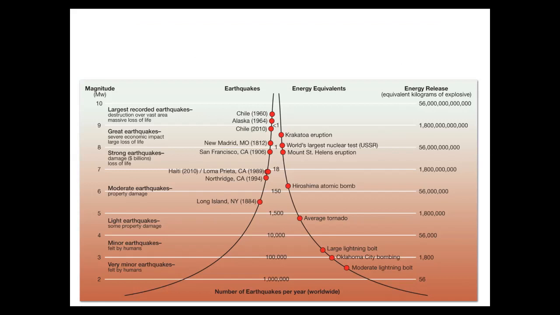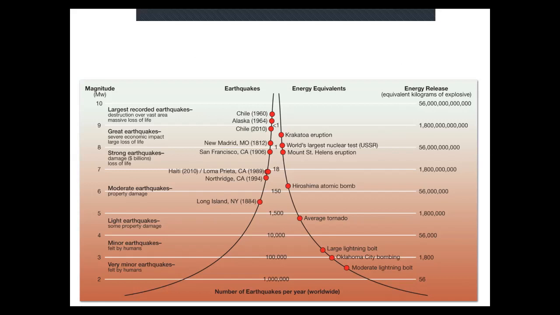So this figure shows us earthquakes and energy equivalents. This is the moment magnitude on the left-hand side here, and on the right-hand side is the equivalent energy release in terms of kilograms of explosive, TNT. So what does that mean? A magnitude 2 earthquake releases as much energy as 56 kilograms of TNT if it was detonated. A magnitude 9 earthquake releases as much energy as, what is this? That's 1.8 trillion kilograms of TNT. So it's a lot of energy.